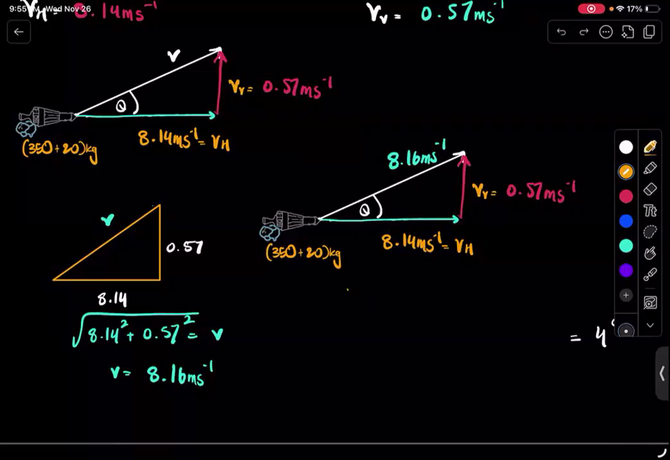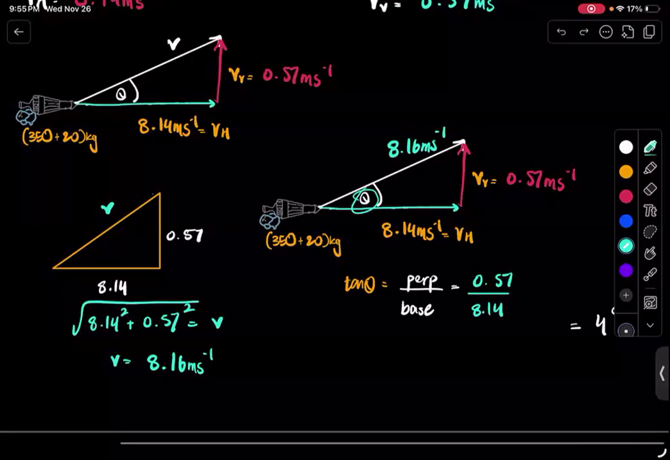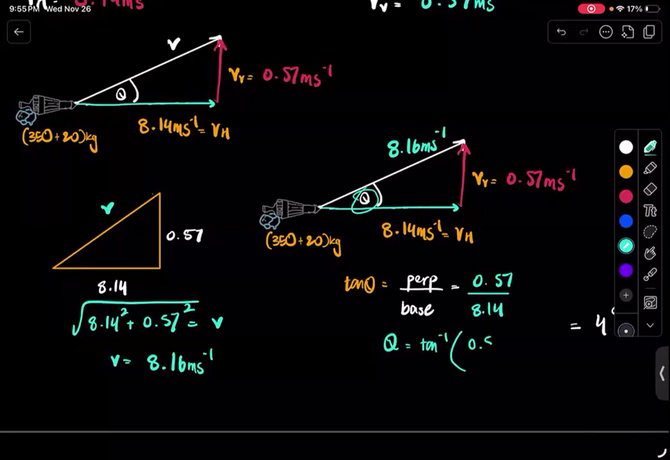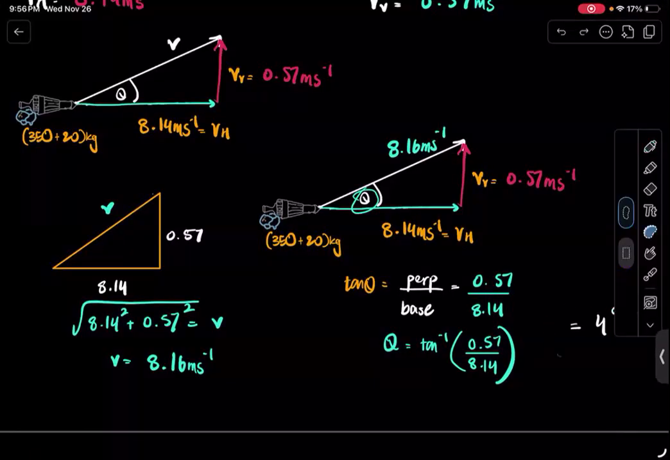Let's use tan theta. So for example, tan theta is perpendicular divided by the base. What's the perpendicular value? That's 0.57. What's the base value? That's 8.14. We're just trying to use geometry to find out this theta. So we want to find out theta, right? So theta is going to be tan inverse 0.57 divided by 8.14. If I plug that in the calculator, it's going to give me a value of 4 degrees. And there it is, ladies and gentlemen.